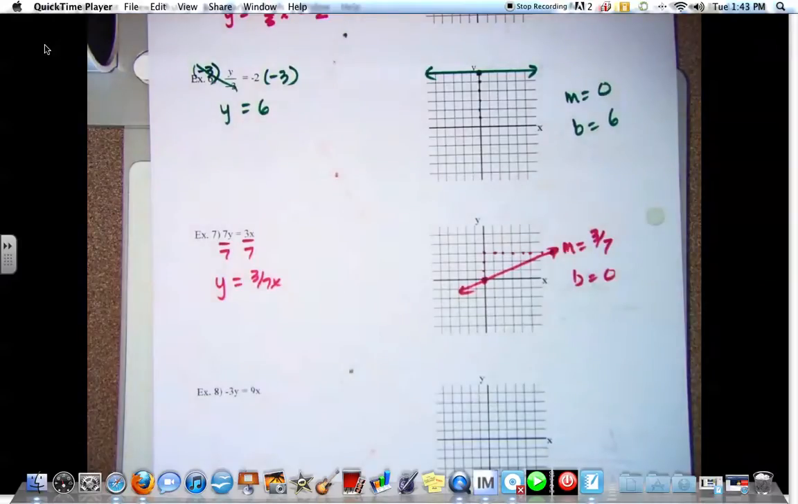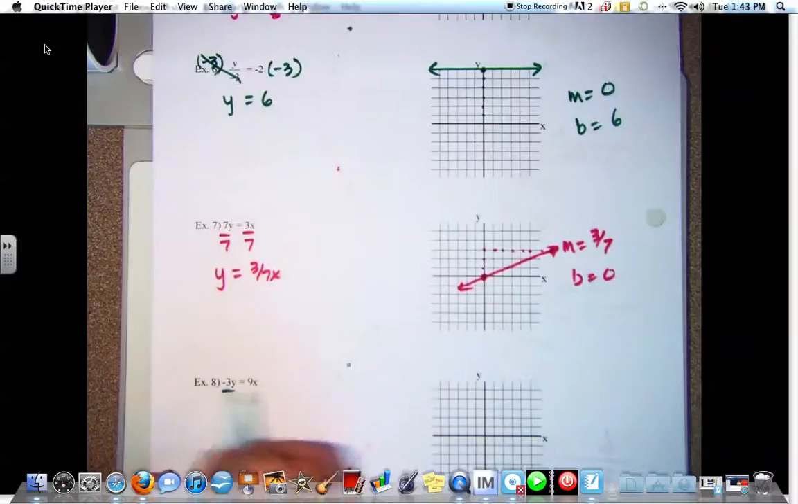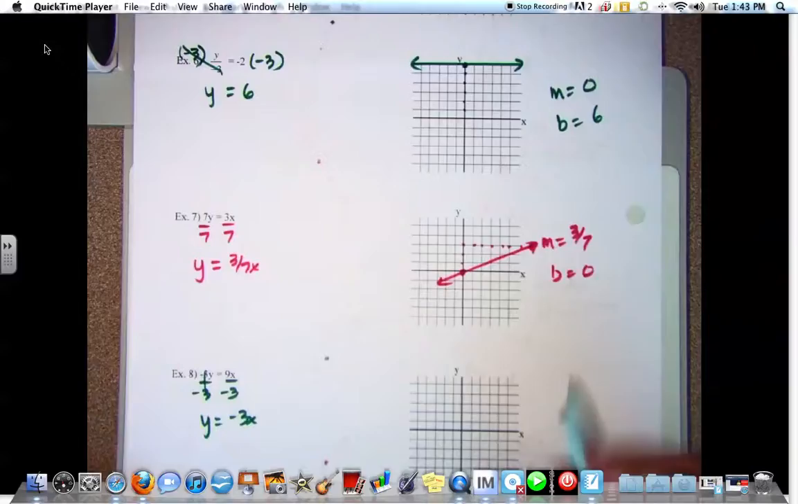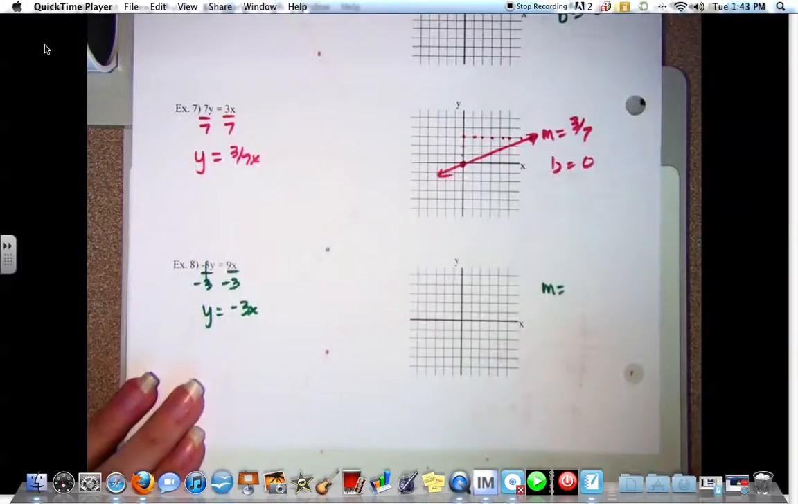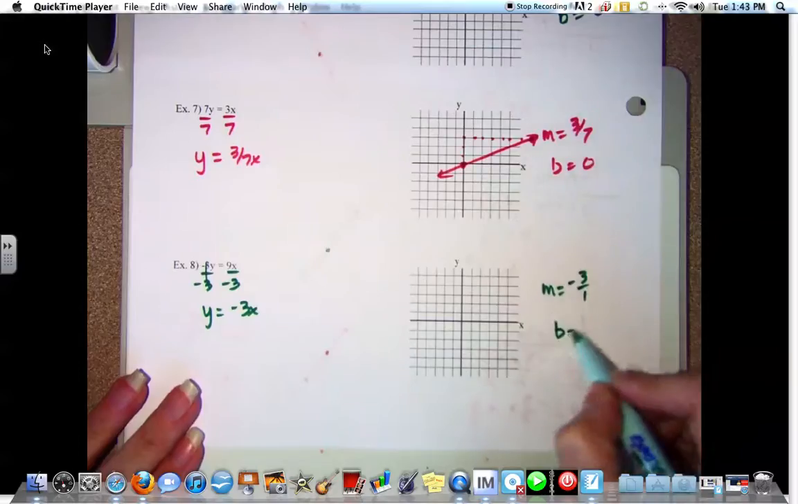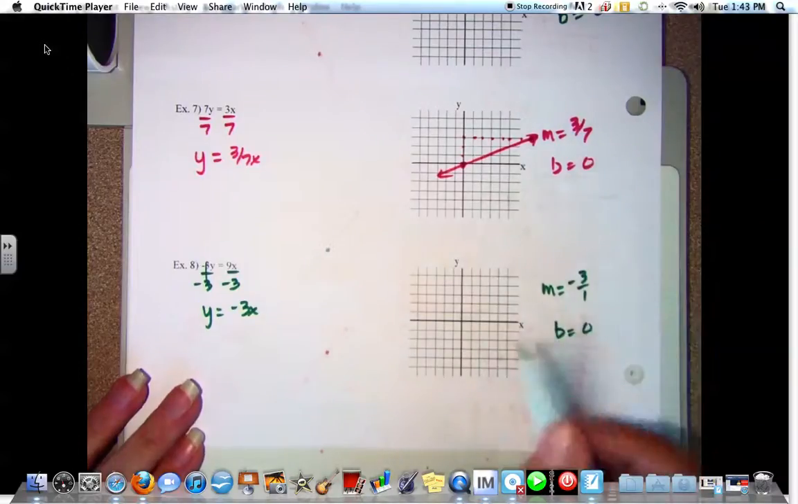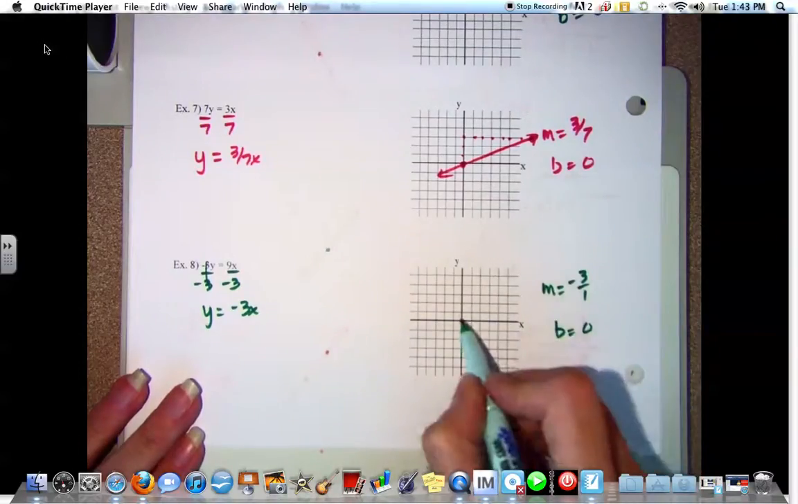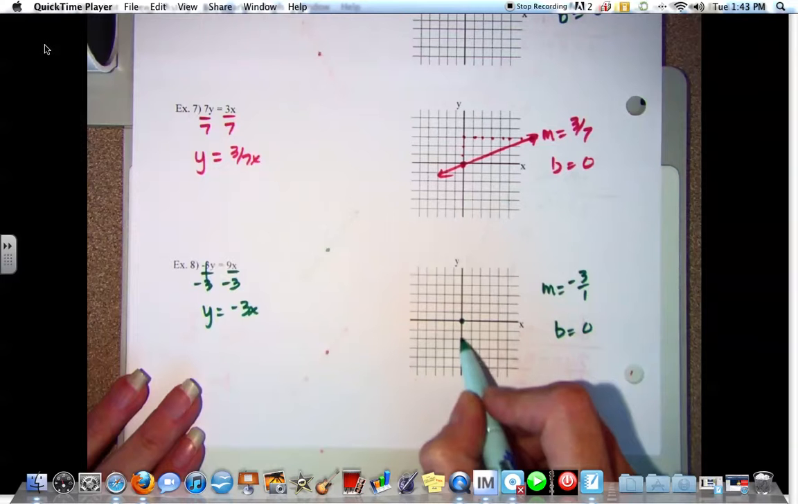Example 8. Negative 3y equals 9x. Divide by negative 3. So y equals negative 3x. Go to the origin. What's my slope? Negative 3 over 1. What's my y-intercept? 0. So I'm starting where, Chelsea? Origin. And then? Go down 3 and over to the right 1.